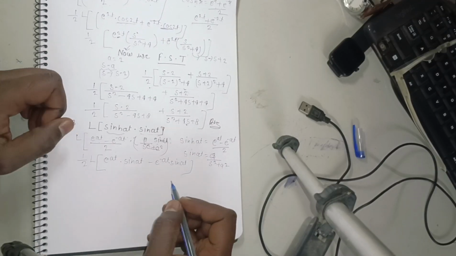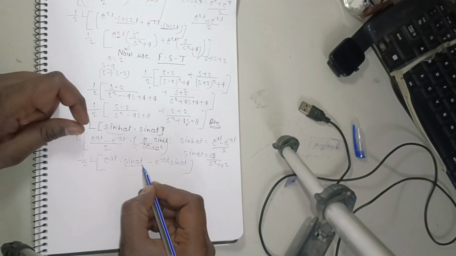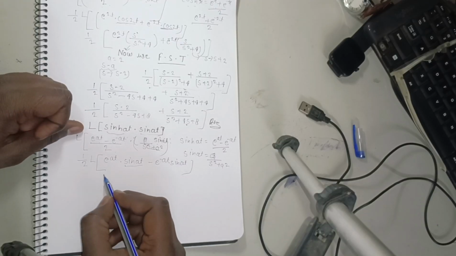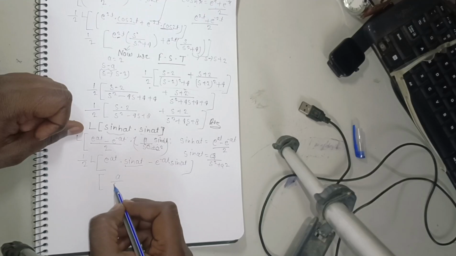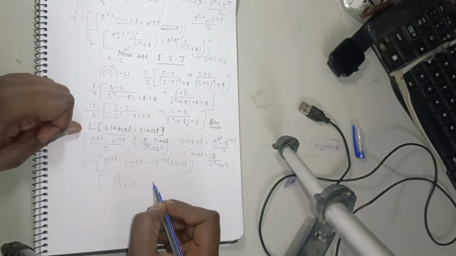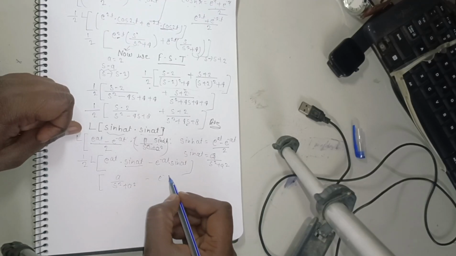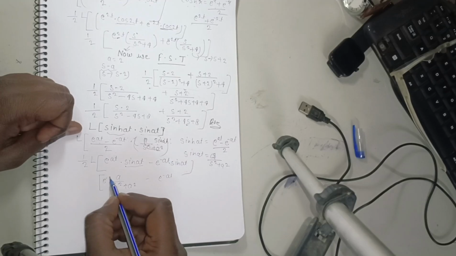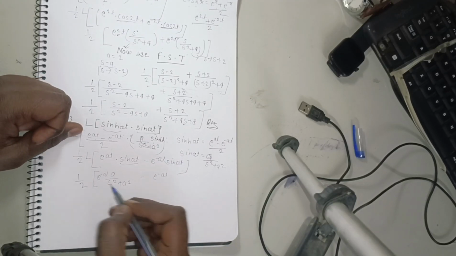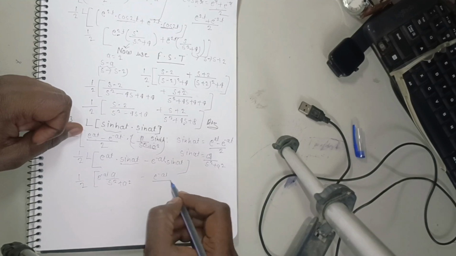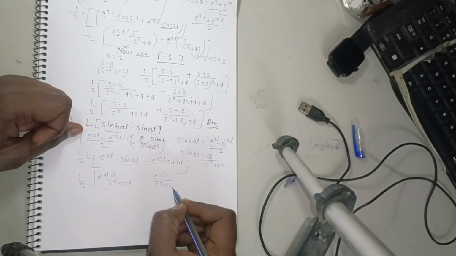Okay, so now I can write a upon s square plus a square minus e to the power minus at, 1 upon 2, s square plus a square.